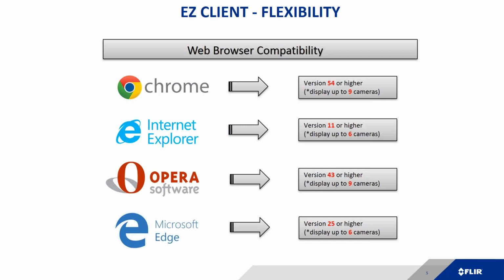So the second red number in each gray box, of course, is the limitation of how many cameras you can actually view live in the Easy Client. You can see both Chrome and Opera. You can actually see 9 in a sort of 3x3 grid like the Brady Bunch, and Internet Explorer, and then its newer cousin, Microsoft Edge, of course, can also only see 6 at the same time.